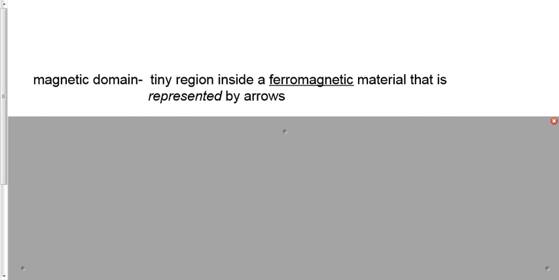Now, we've got to define another term in order to understand this. If we're defining a magnetic domain in terms of another term that we don't understand, then we better define the other term. A ferromagnetic material is a material that can become magnetized. It's not necessarily magnetized right now, but it can become magnetized. In other words, it can become a magnet.